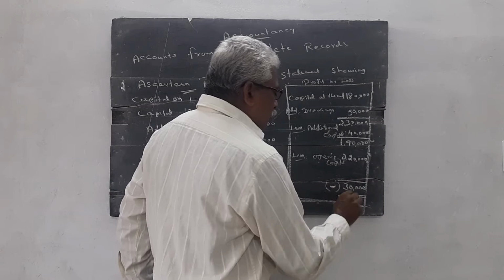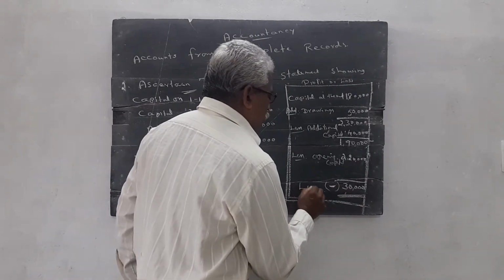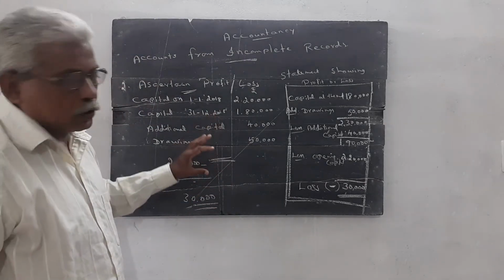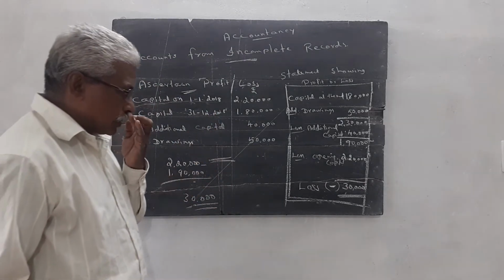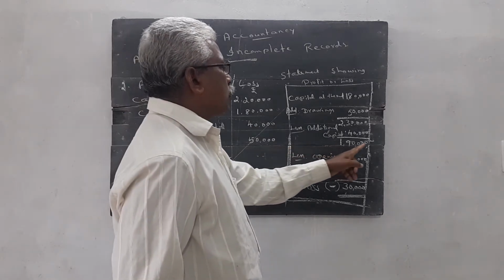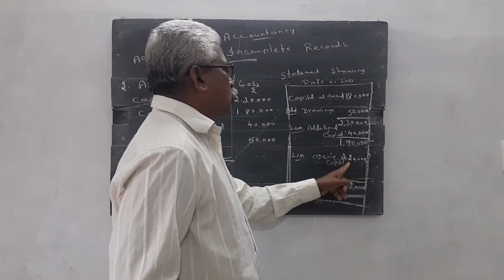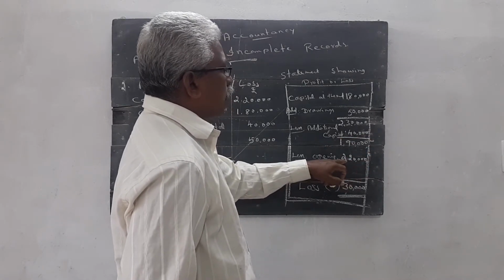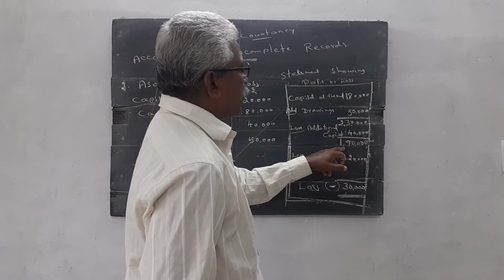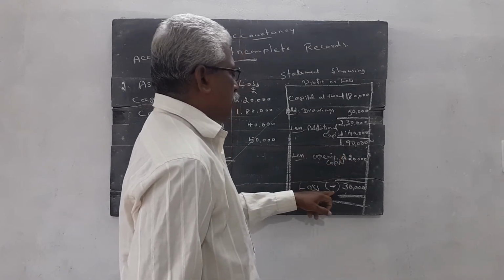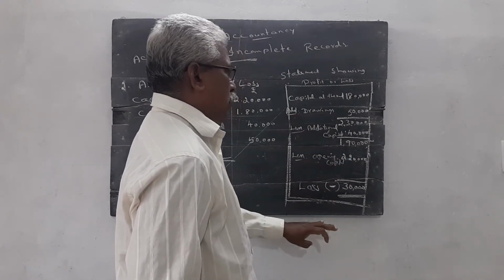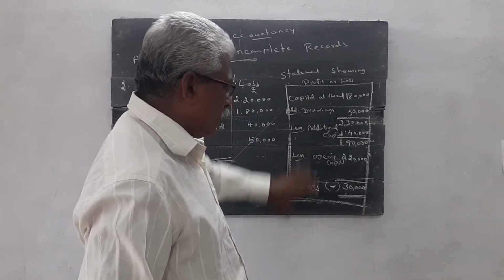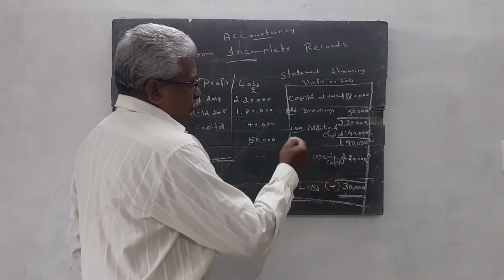If you get minus 30,000, it is a loss. That's the only thing. So, very easy question. We are not able to subtract 1,90,000 minus 2,20,000. In this circumstance, we have to subtract 2,20,000 minus 1,90,000, and here we put a minus symbol. So, we can get a loss. That is the only thing. If you are thorough in this formula, we can easily do this problem.